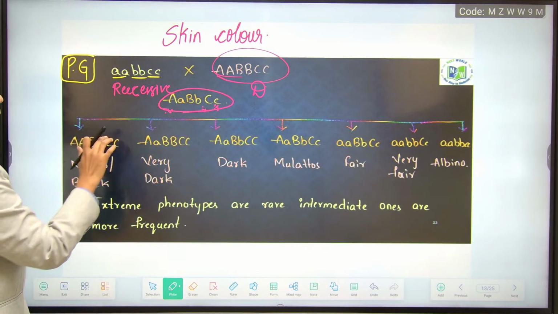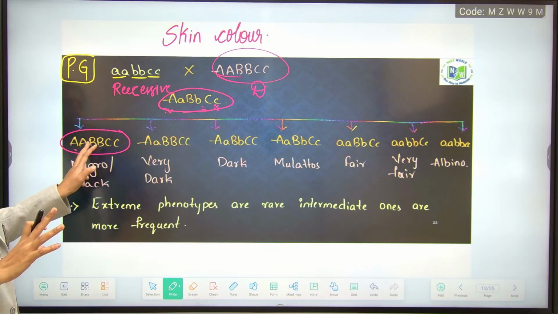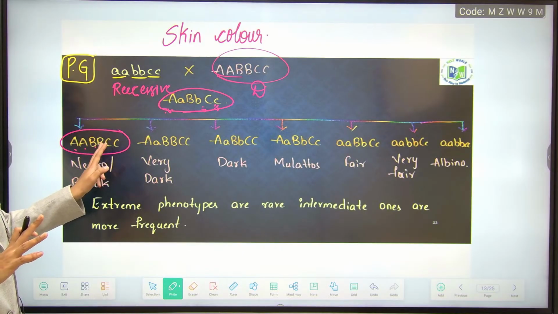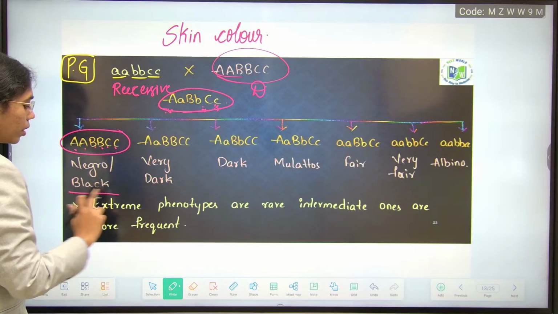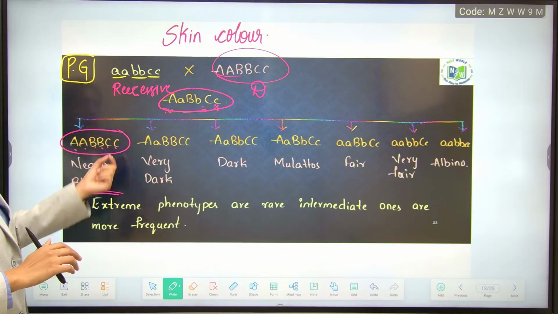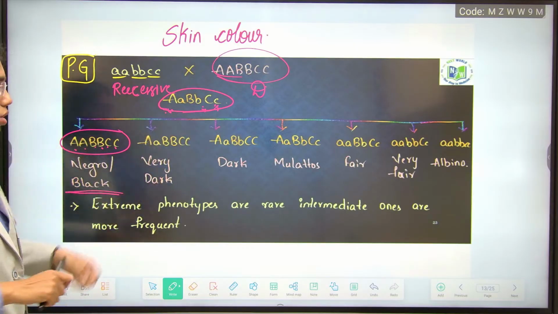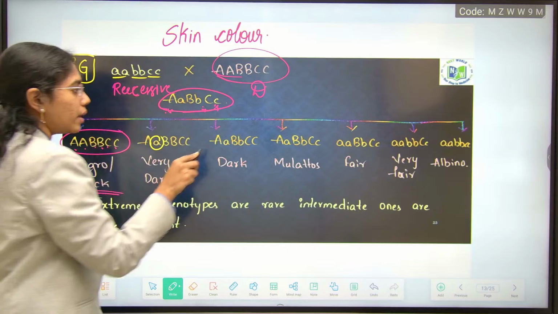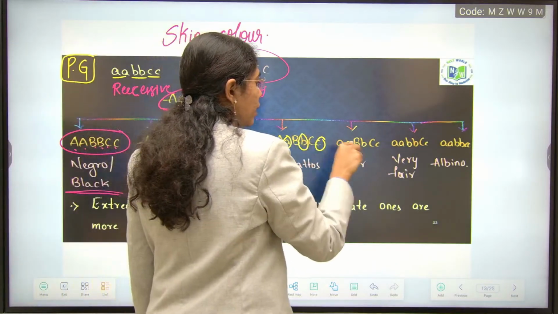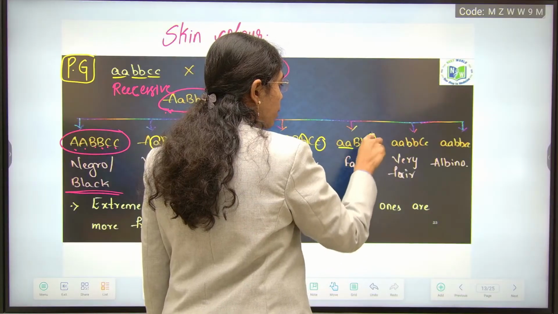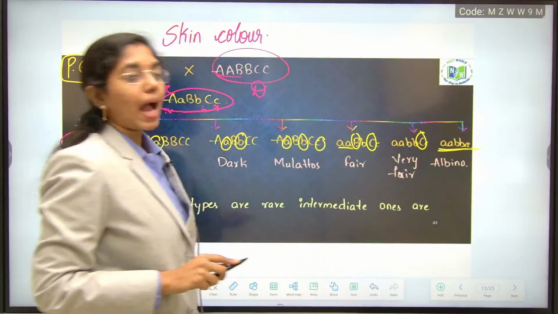If you can see, first is the complete dominant alleles: capital A, capital B, capital C, capital B, capital C, capital C. All the dominant alleles will give you negro or black color. And whenever one dominant allele is reduced on each end, one recessive allele is added. Here two recessive alleles are added, here three, here four are added, only two dominant alleles you can see, here only one, here completely albino.